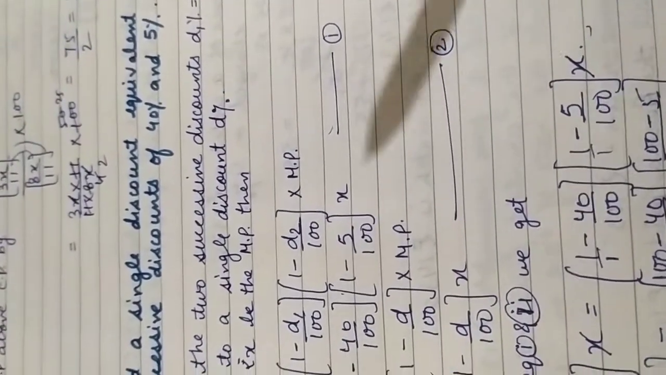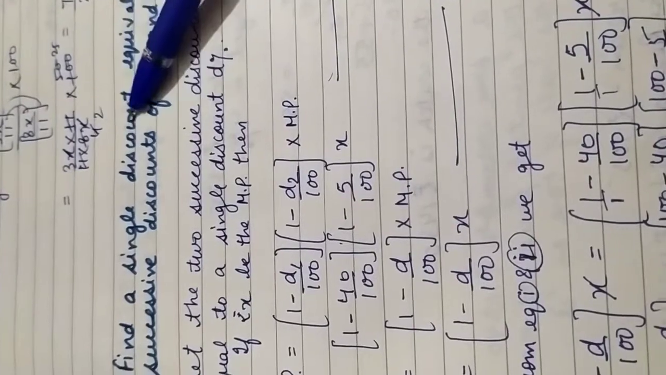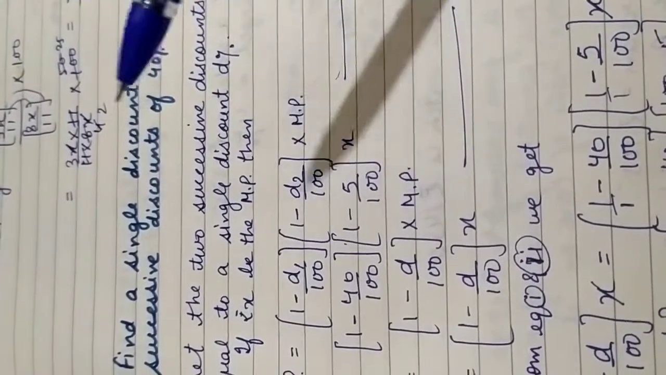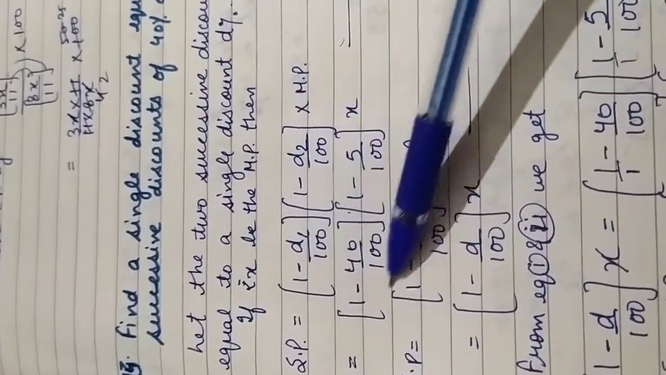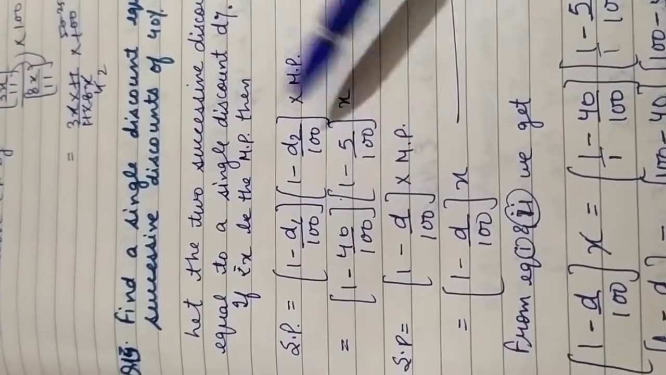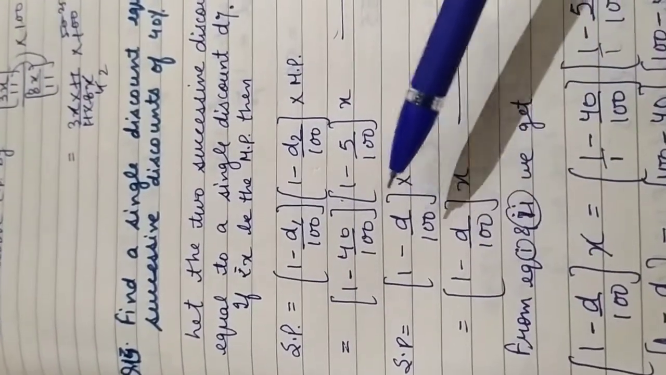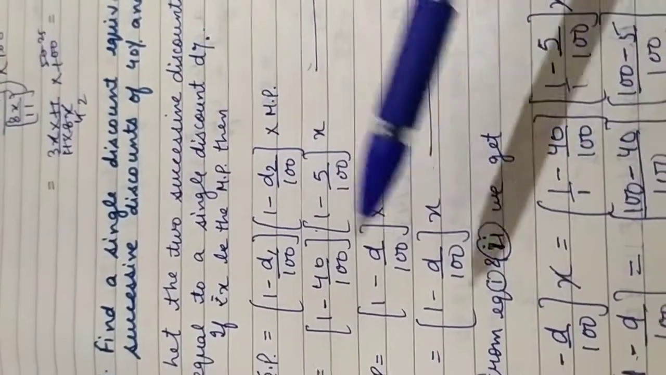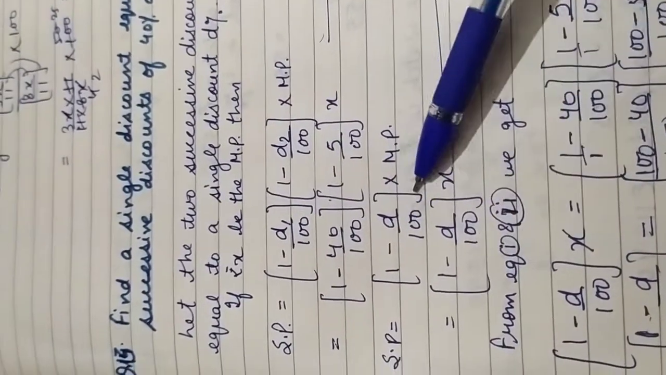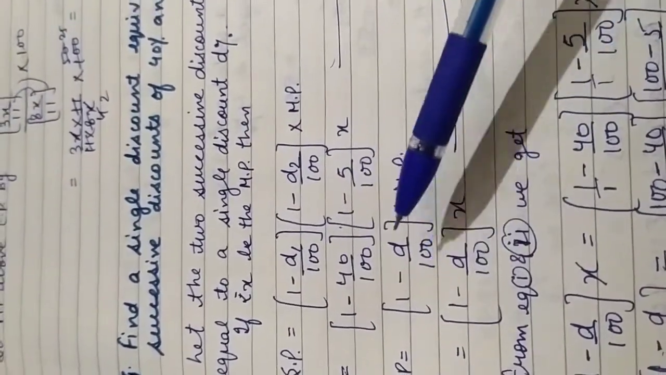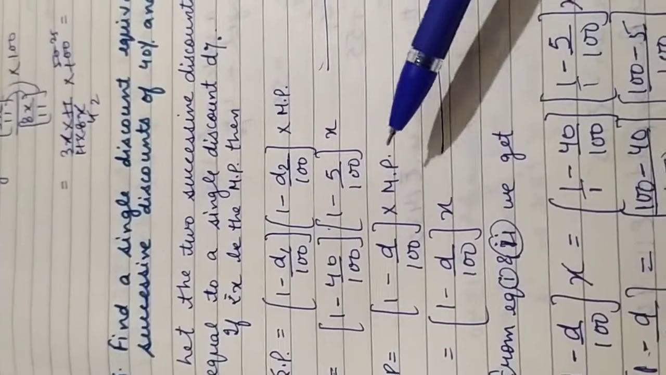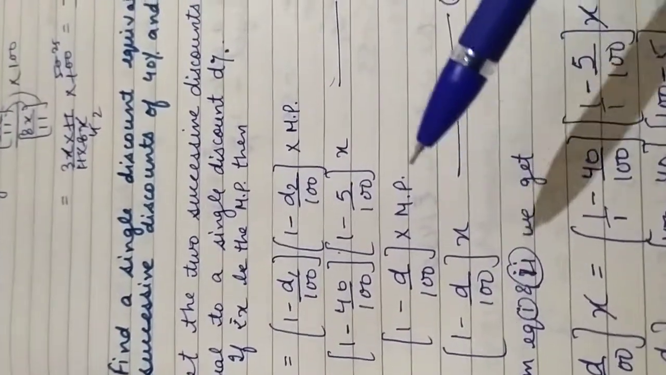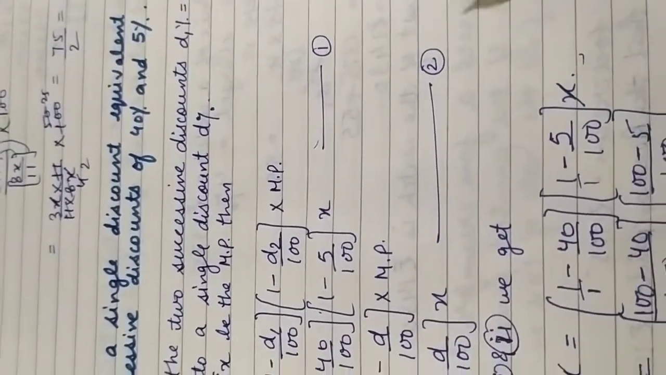Now for the second equation we have to find the single discount that is equivalent. This whole equation should be equivalent to the single discount, which we have assumed as D%. So we put the formula of single discount also: 1 minus D upon 100 into marked price. Again marked price is X, and we have assumed this as the second equation.